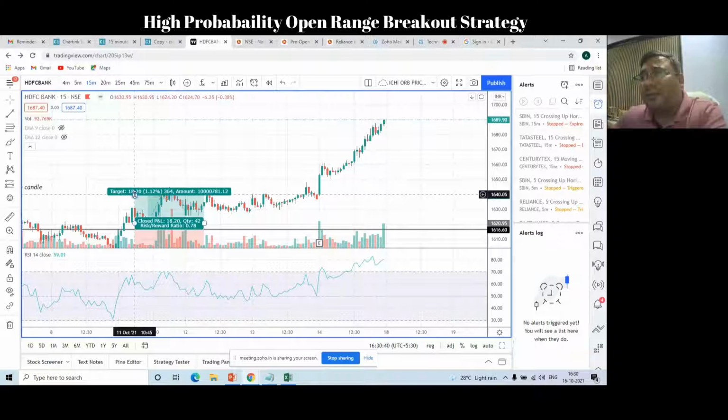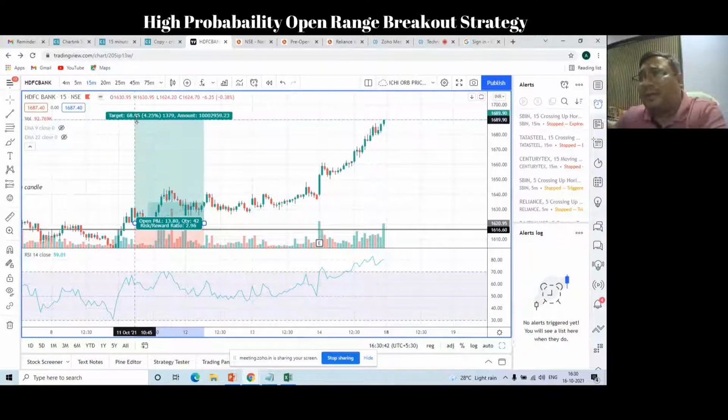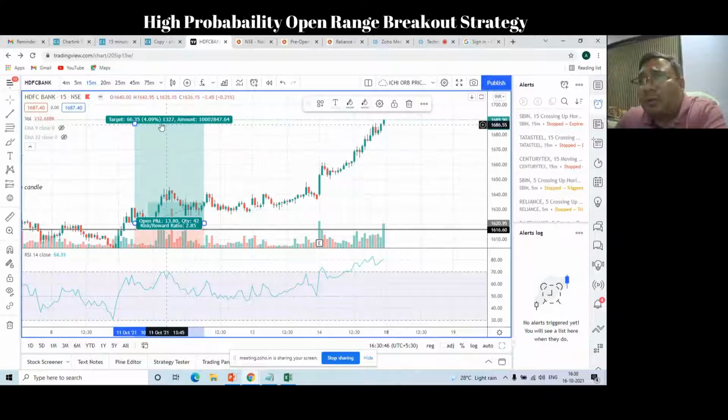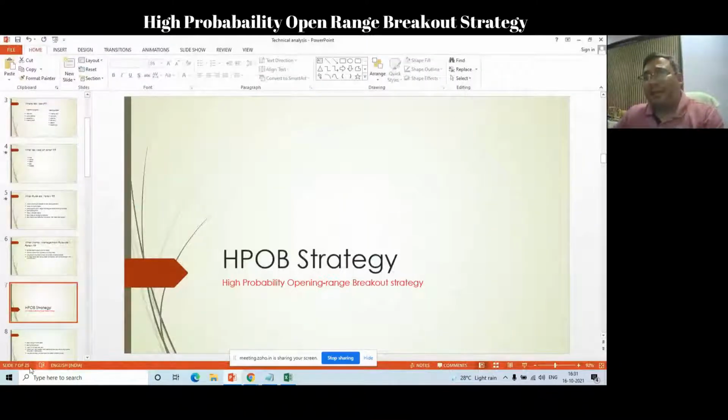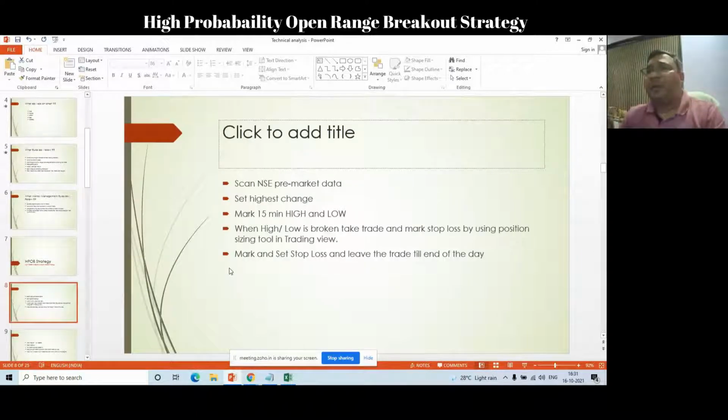So in this trade, if I had taken this trade, then the profit would have been somewhere around 1,325 rupees. 2.85 is the risk reward ratio, if you can see. Okay, so this is how I take my trades in high probability open range breakout.